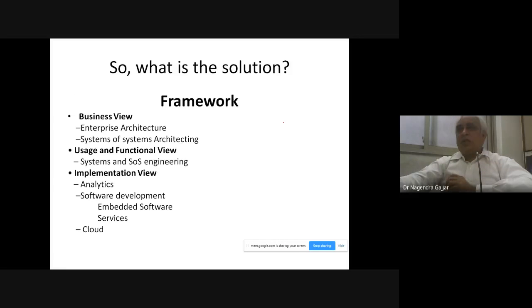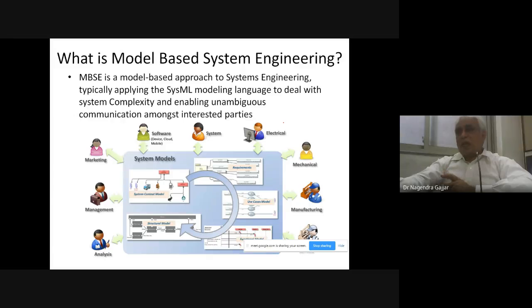So what is the solution? The solution is a framework. You have a business view, you have a users and functional view, you have an implementation view. For the business view, you have enterprise architecture, systems of systems architecting, and then users, and for the functional view, you have SoS engineering. For implementation, you have analytics, software development, embedded software services, and clouds. For that, there is a concept which we call MBSE, which is a new thing which is coming up.